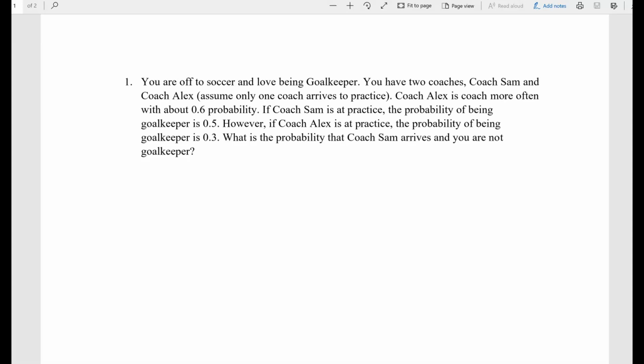You are off to soccer and love being goalkeeper. You have two coaches, Coach Sam and Coach Alex. Let's assume that only one coach can arrive to practice, so you can't have both of them being there at the same time. Either you're going to get Coach Sam or you're going to get Coach Alex. Coach Alex coaches more often, with a probability of 0.6. If Coach Sam is at practice, the probability of being goalkeeper is 0.5. However, if Coach Alex is at practice, the probability of being goalkeeper is 0.3. What is the probability that Coach Sam arrives and you are not goalkeeper?